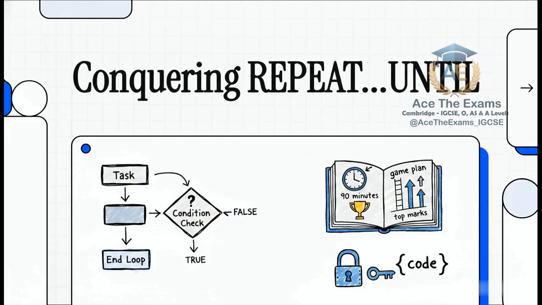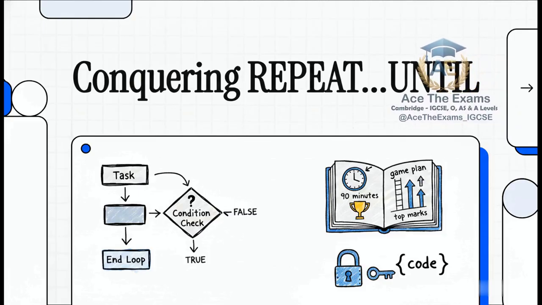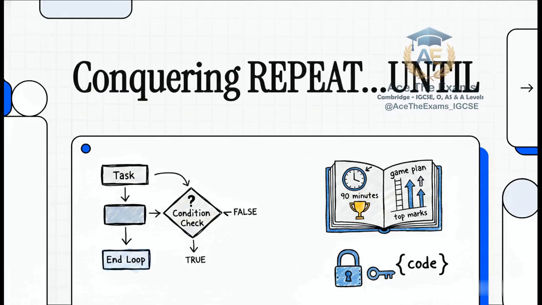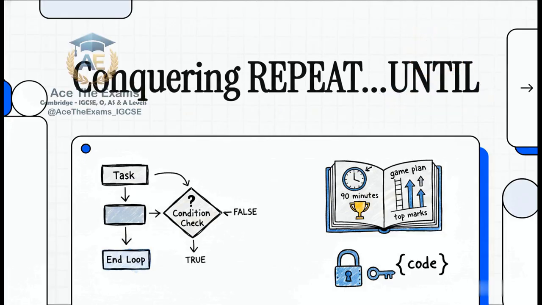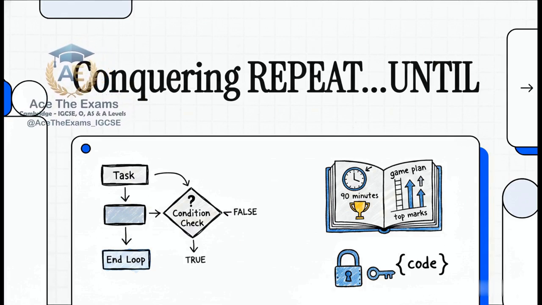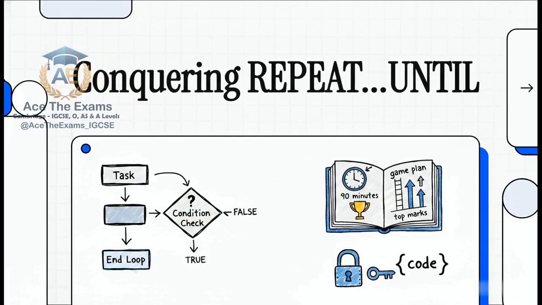Today, we are cracking the code on one of the most notoriously misunderstood areas in the entire Cambridge computer science syllabus, post-condition loops, specifically the repeat-until structure. And look, whether you're tackling syllabus codes 0417, 0478, 0983, 0984, 2210, or sitting for the advanced 9618 paper, you know that the pressure is absolutely on. Your game plan for exam victory needs to be completely airtight.